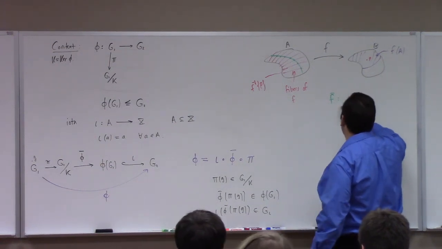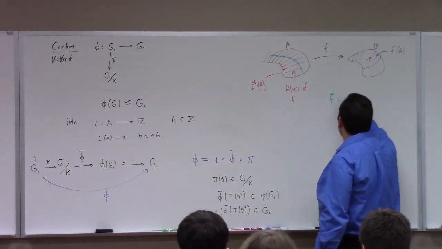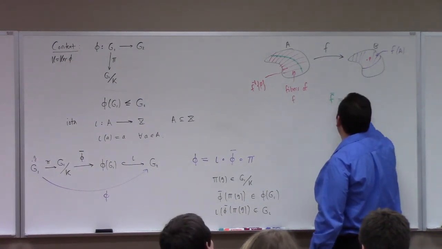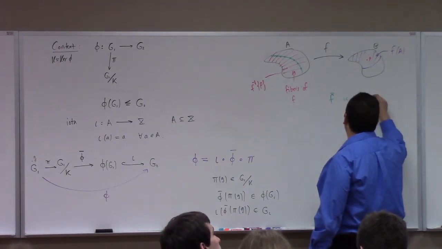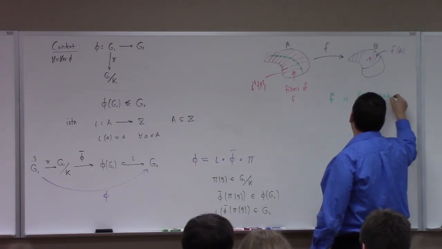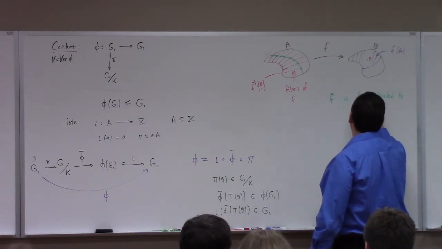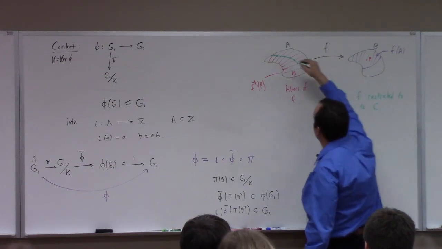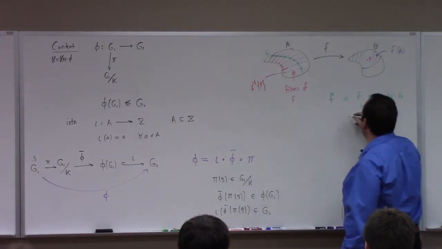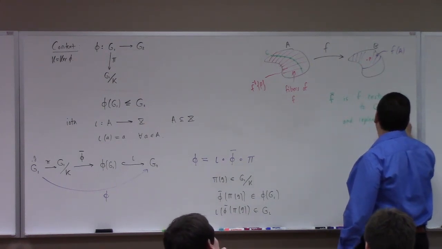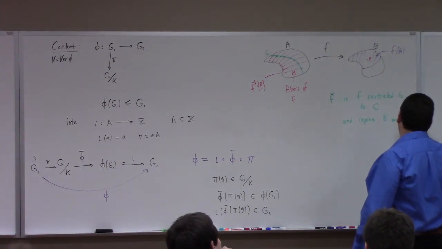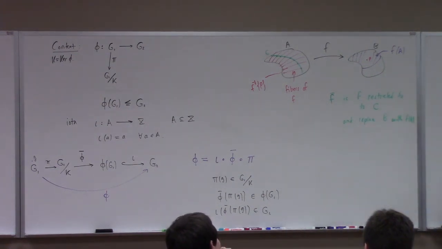I need a good notation for this. f bar is basically equal to, well, it's not equal to that either, though. It's f restricted to the cross section. We call it the cross section C. You restrict to the cross section and replace B with f of A. That's the inclusion step. You're changing the codomain to be the range.